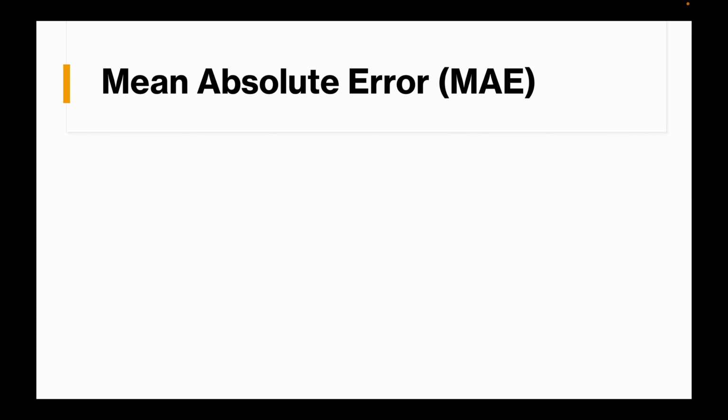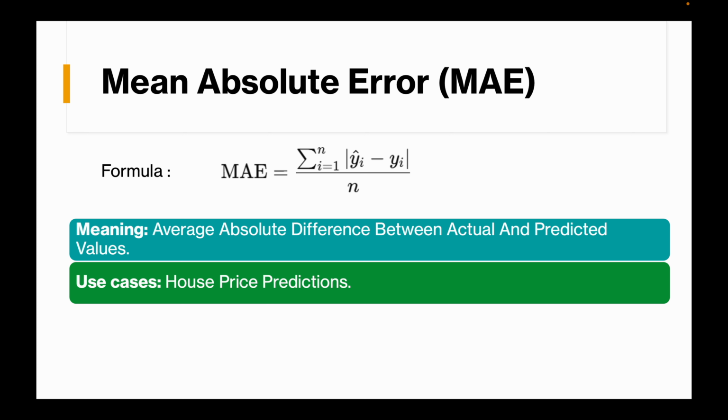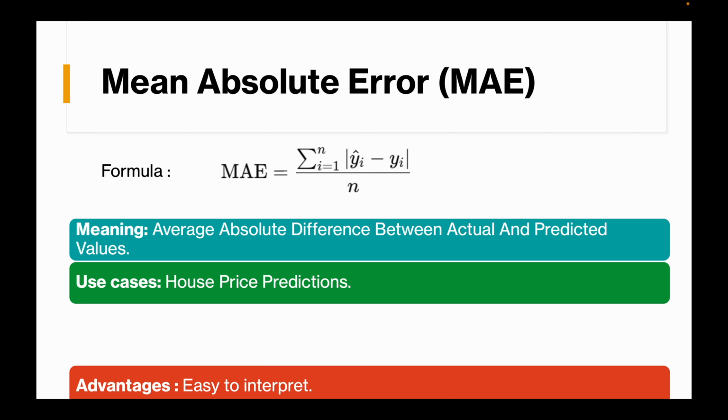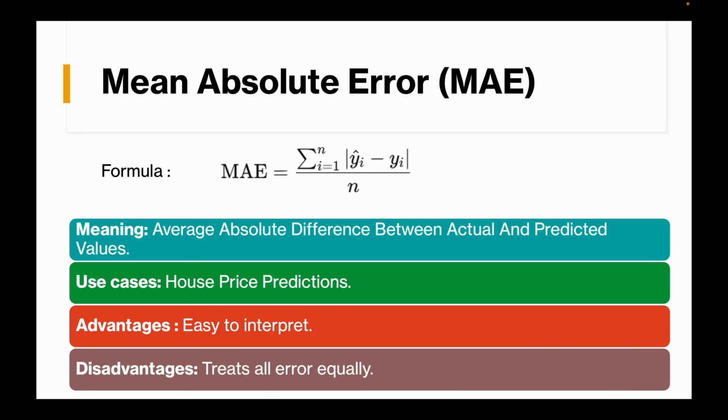Mean absolute error MAE. This is the formula for mean absolute error. Mean absolute error is the average absolute difference between actual and predicted values. The use case can be in house price predictions. Advantages: it is easy to interpret. Disadvantages: this metric treats all errors equally.